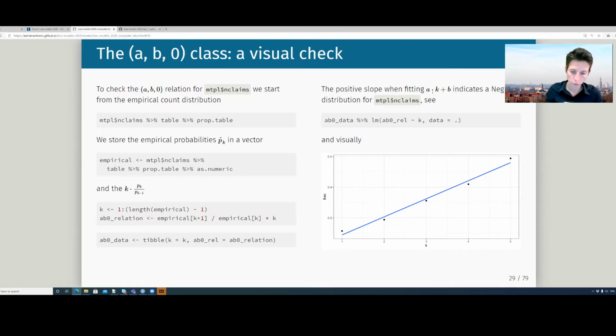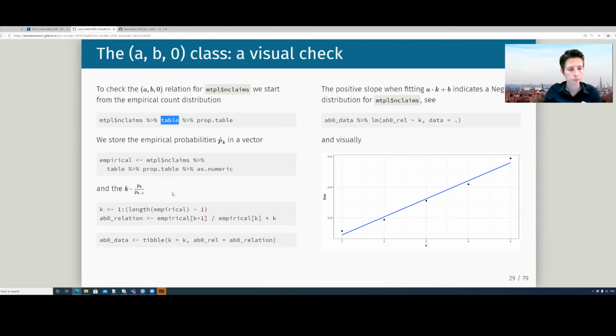Of course, there are multiple ways of implementing this, but what I did is I started from MTPL$nclaims, the variable nclaims in the dataset MTPL. I asked to create a table from there, and then a proportion table, prop.table, and that gives me the empirical probabilities. That will tell me empirically in my dataset which percentage of the observations resulted in 0 claims, 1 claim, 2 claims, and so on. We're going to see right away in the cloud how that looks. We're going to store these empirical probabilities as a numerical vector.